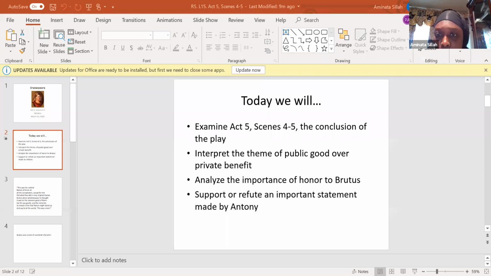Katie, go ahead. Determining the theme is important because then we know the author's message for writing the book.